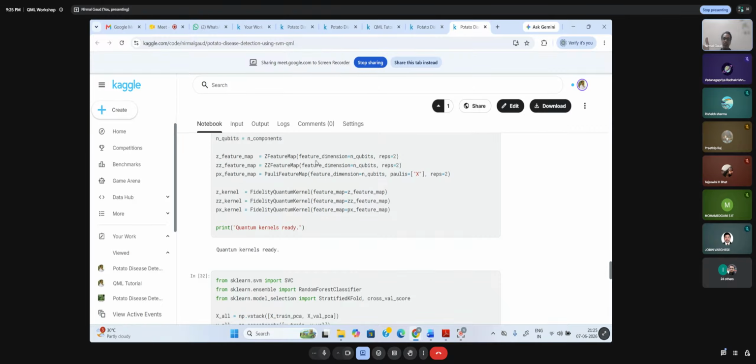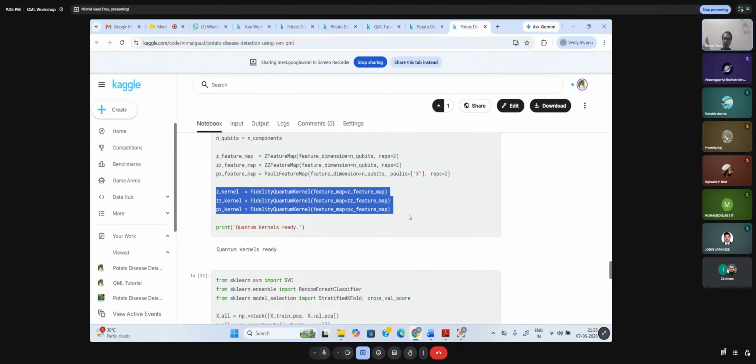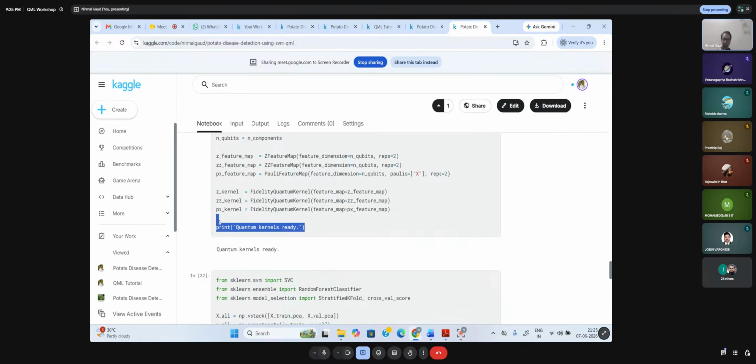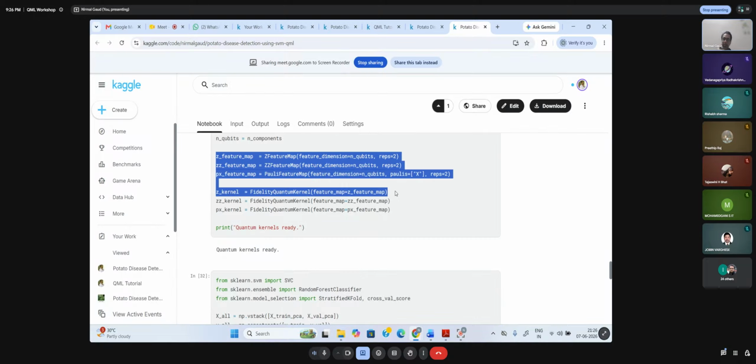Okay, created the feature maps. Take how many qubits are required and define the kernels. So all the kernels will be ready to perform the classification. So feature map and the kernels.